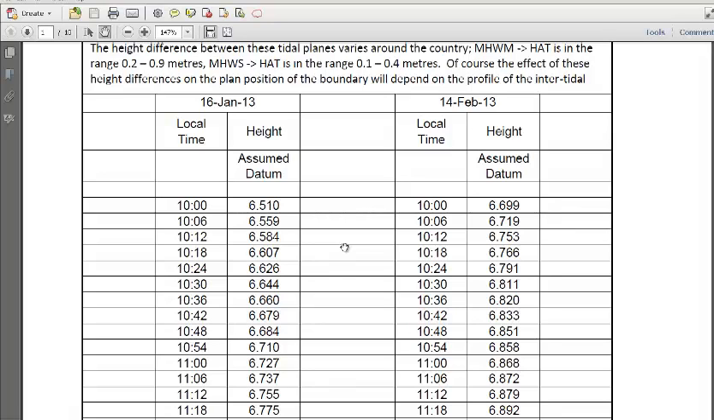So the correlation of the times from the tide gauge data with local time and the timing of your calculations is very important and should be done very carefully, because it's very easy to get out of sync by a whole 12 hours or not allow for daylight saving in the correct way.